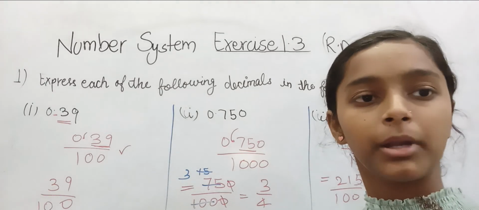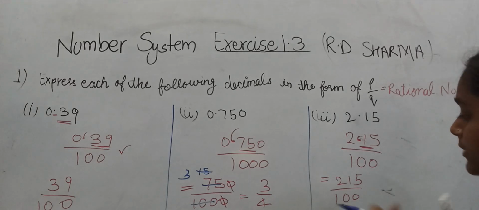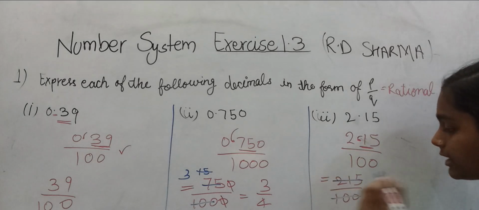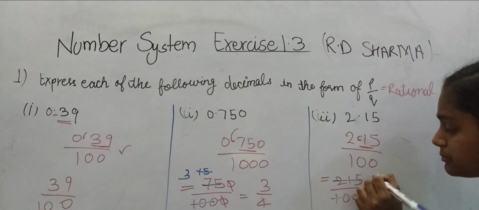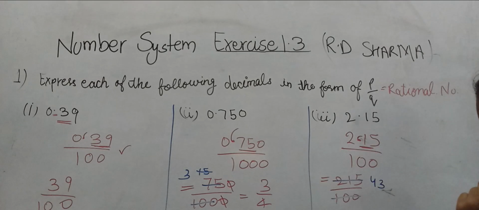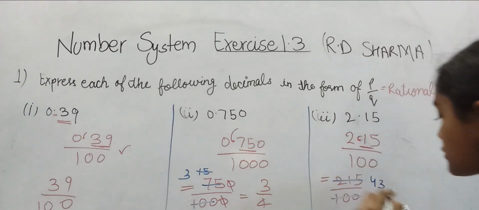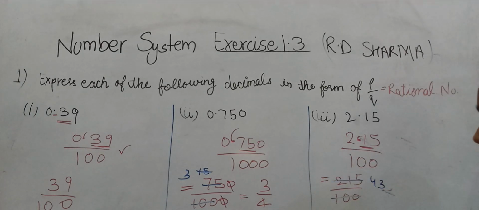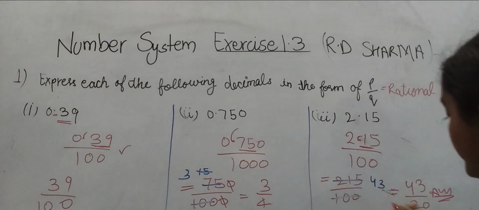Now let's see if we can simplify this. Yes, it can be simplified further. We will simplify it by dividing by 5. 5 2s are 10 and 20 here. 5 4s are 20. 5 3s are 15. Now what we get is 43 by 20. So the final answer would be 43 by 20, as we cannot simplify this answer further.